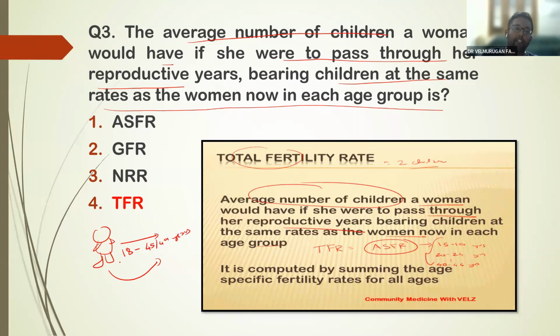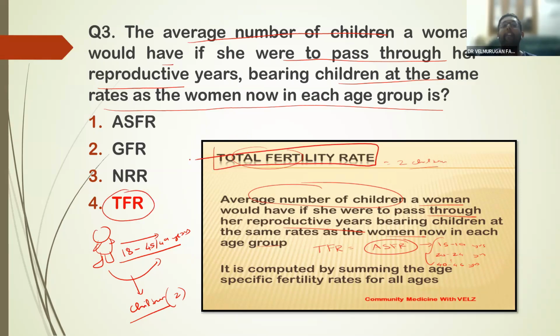There are two standards. So the reproductive years are like from 18 to 45 or 49 years. So during these reproductive years, how many children is she going to have on an average? On an average, an Indian woman will have 2 children, bearing the children at the same rate as the women now in each age group. Considering the averages, how many children a normal Indian woman would have during her reproductive age is called the TFR, or the total fertility rate.